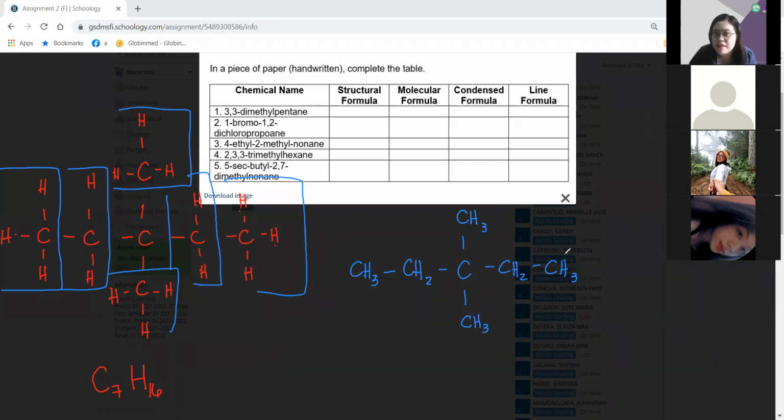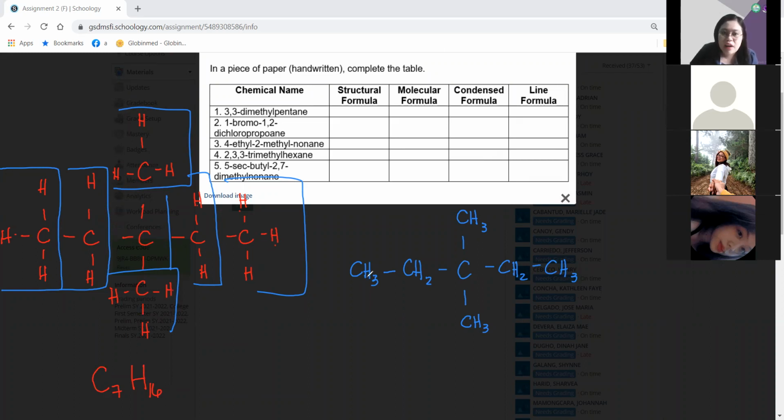Do you have questions or clarifications for the condensed formula? I hope you see the difference between the structural formula and the condensed formula. Now, if you don't have question, let's move on to the line formula. Ano nga yung line formula? We will just draw lines and assume that both ends of the line have carbon and also actually hydrogen. Okay? So you don't need to write the carbon anymore. Just the lines, and then again at the end, at the intersections, we assume that there are carbons.